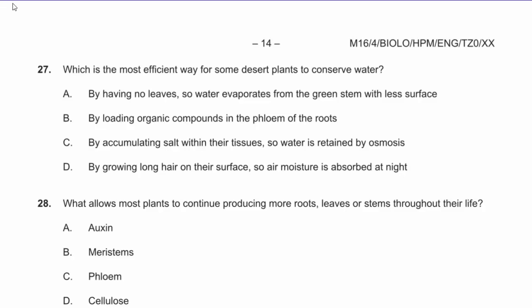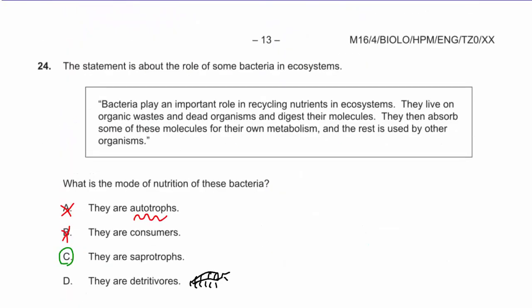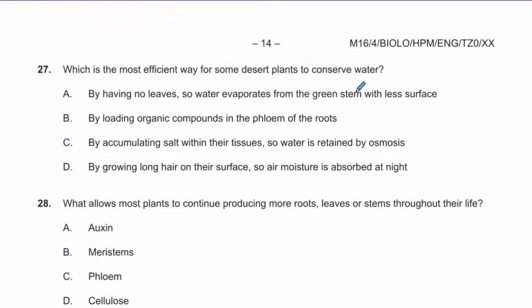27. Did we do 26? Yes. Which is the most efficient way for some desert plants to conserve water? And desert plants, they have done something really cool. They have just gotten rid of leaves, or maybe not gotten rid of them, but they have transferred the leaves to spines. And it's very good for the cactus to have a lot of spines because it protects it from all the animals in the desert that want the water.